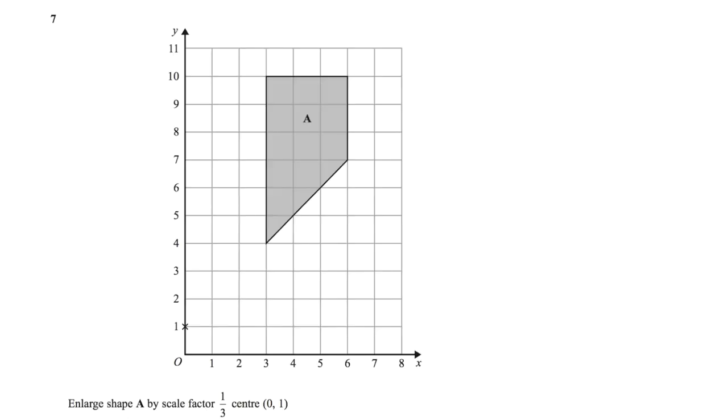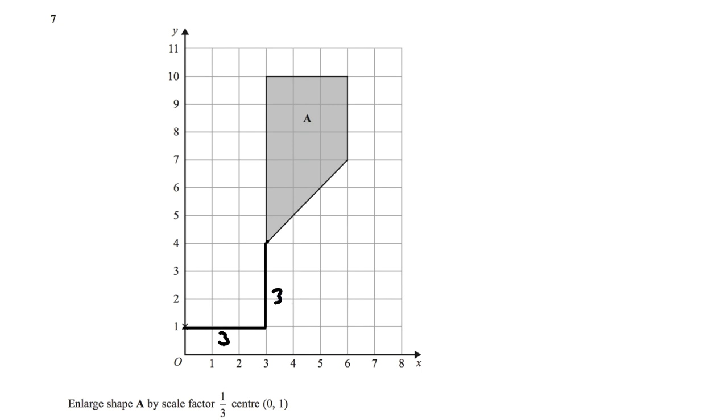Question 7. Enlarge shape A by scale factor 1/3, center O1. So the center is O1. The first thing I'm going to do is select a point on shape A, this point over here. How far is this point away from the center O1? Well, it's 3 squares going to the right and 3 up. So 3 to the right, 3 up.